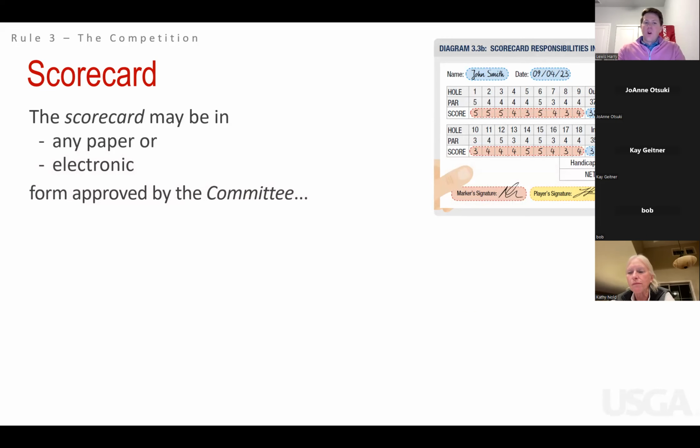A scorecard may be in any form, either paper or electronic. If you've played in any CGA events over the last handful of years, you'll know that we use electronic scoring in CGA events. Sometimes at your home course or in your league, you might still use paper scorecards. Either form is fine as long as it is approved by the committee.